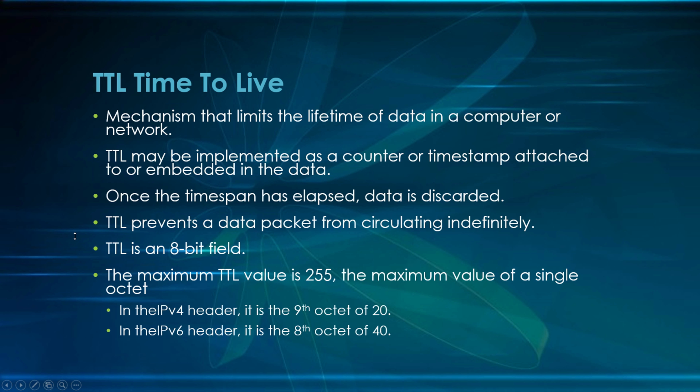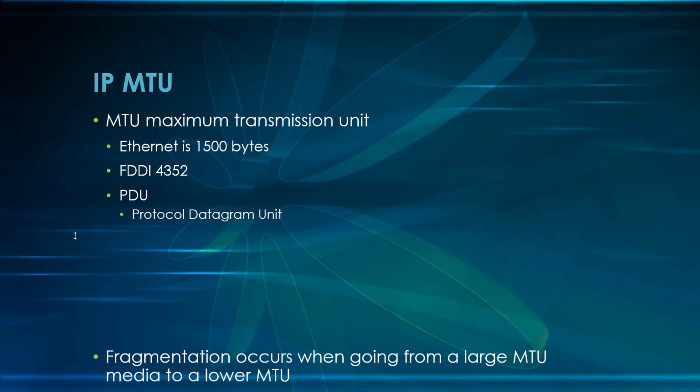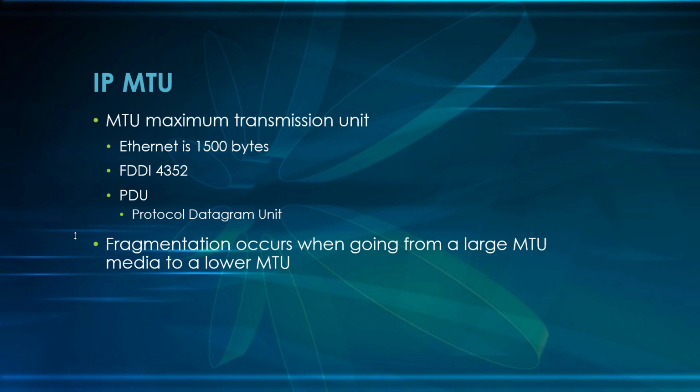The next one we're going to take a look at is the IPMTU. The IPMTU is kind of unique, and it needs to be differentiated from MTU. MTU is the maximum transmission unit, and by default, Ethernet is 1500 bytes. It is defined by a PDU, or protocol data unit, and fragmentation occurs when going from a larger MTU media to a lower MTU media.